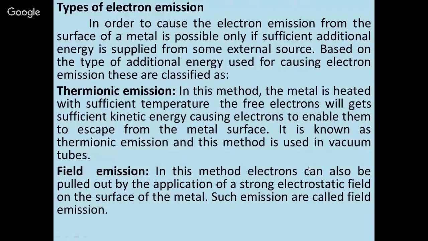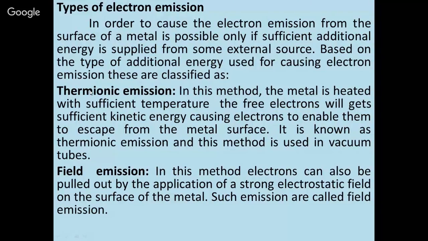Based on the type of additional energy we use for causing electron emission, they are classified, and the first one is thermionic emission. Thermionic means thermal ion, where thermal means heat. In this method, the metal is heated. The metal which has free electrons is heated, and with sufficient temperature the free electrons will get sufficient kinetic energy, enabling them to escape from the metal surface.